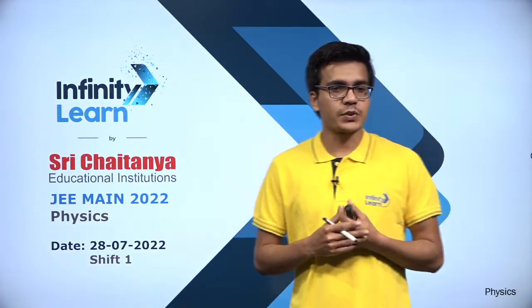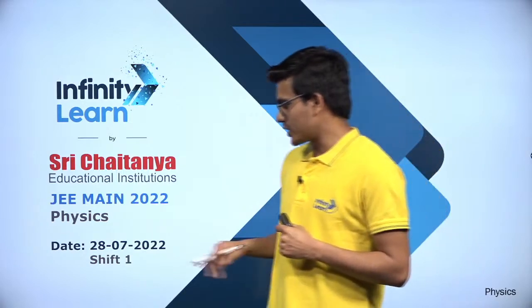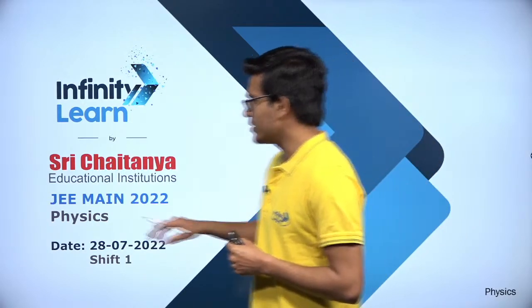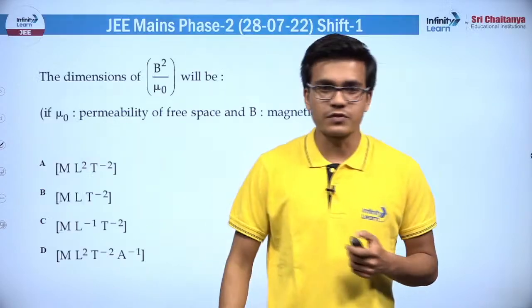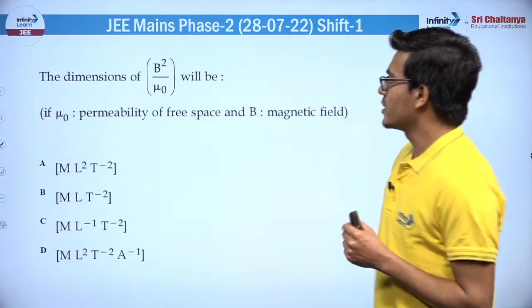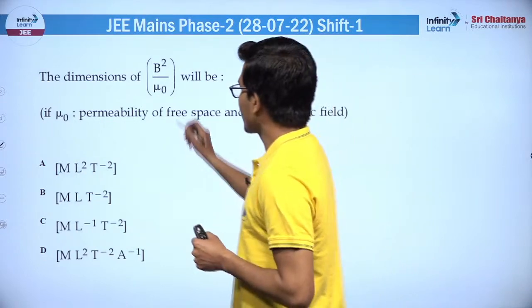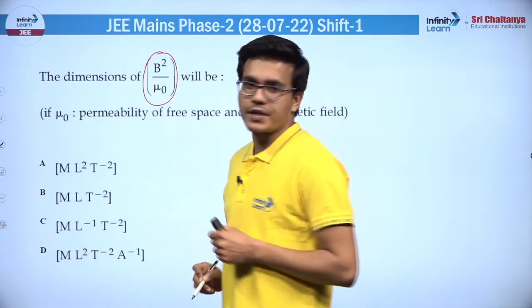So today we are here to discuss the JEE Main solution of 28th July Shift-1 morning session. So let us just start from the first question. First question is from unit and dimension, right? You have to find the dimension of this quantity, right?